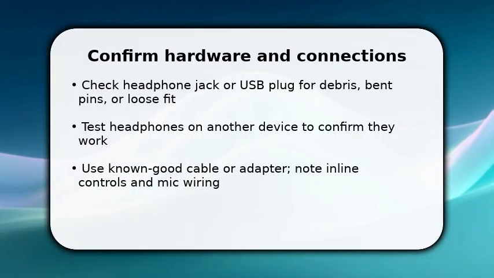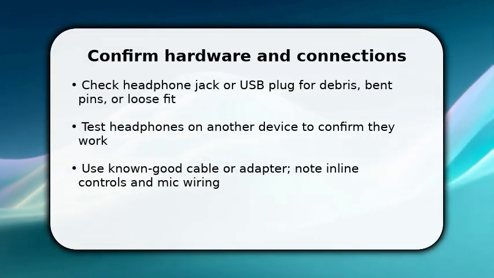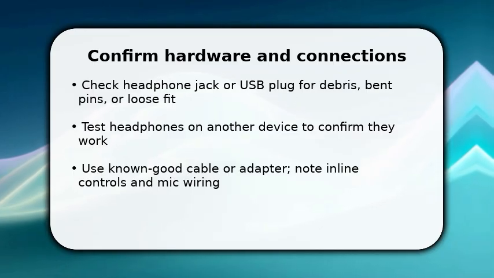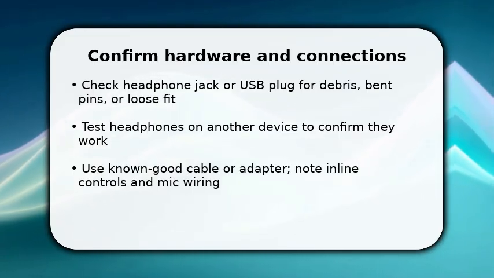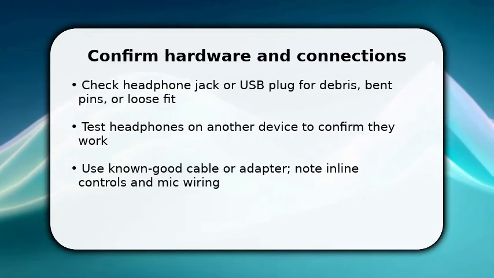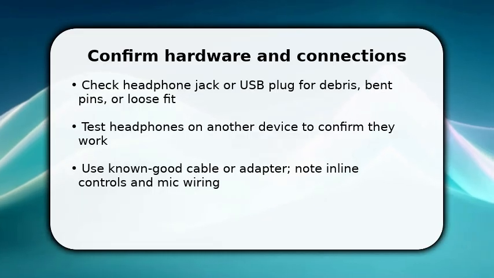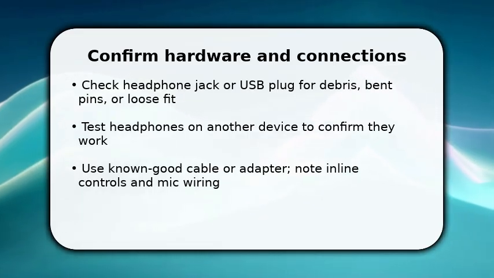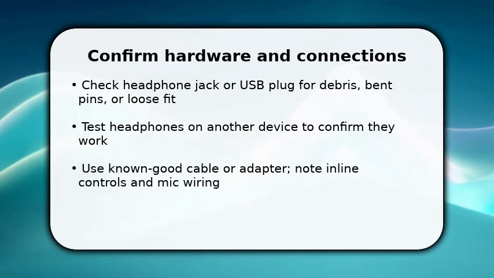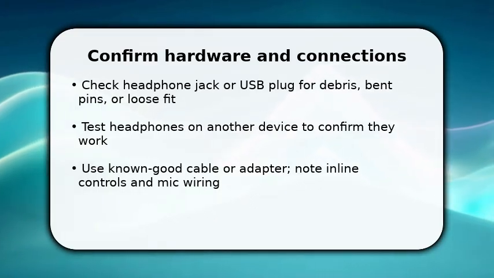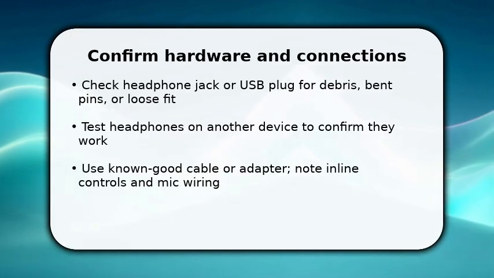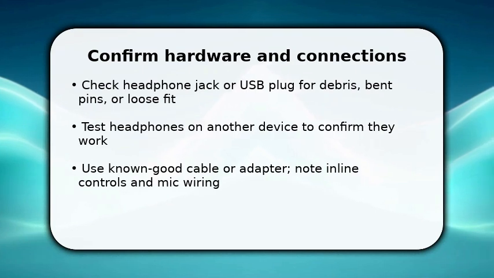You start by verifying the tangible parts. Inspect the jack and plug for lint, bent pins, or a loose fit and clear anything gently. Once done, plug the headphones into a second device so you know whether the problem is the headphones or the original machine. If you can, swap in a known good cable or adapter. That helps isolate wired connector faults and inline control wiring. This rapid hardware check saves time before diving into settings and drivers.